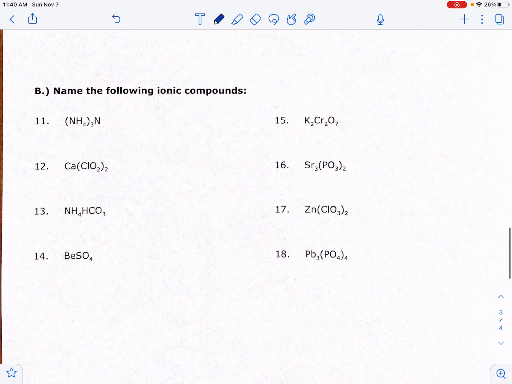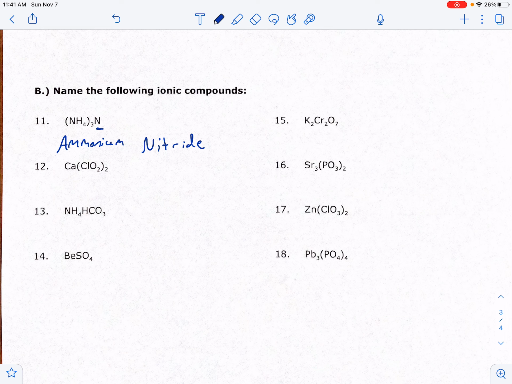All right, part B is now I have to name the following compounds. So I have (NH4)3N. So NH4 is ammonium, that is on your polyatomic list. Ammonium is not a transition metal, so I don't need any Roman numerals. Okay, and then N by itself, this is nitride. So again, if it's just the element, it ends in IDE.